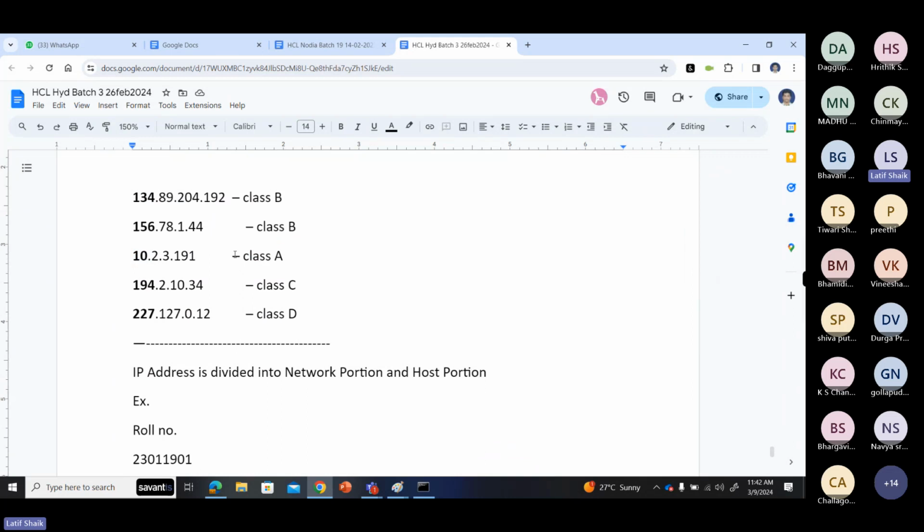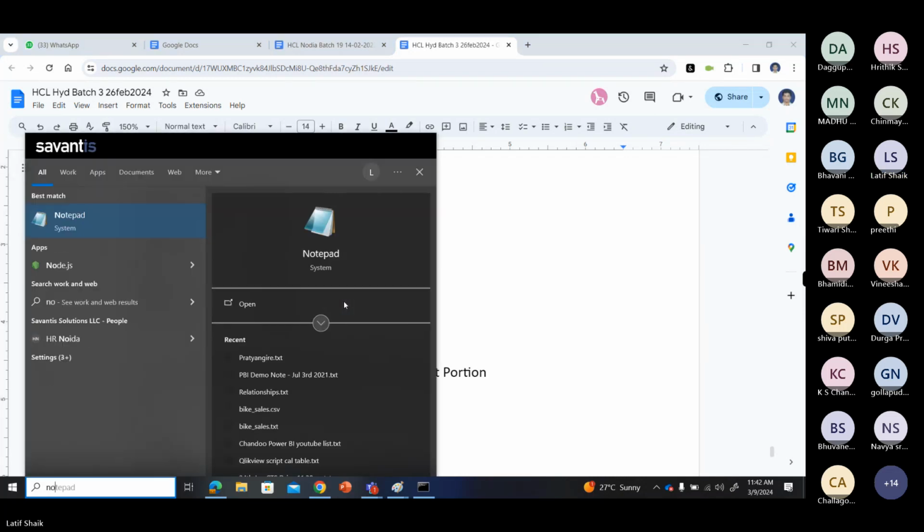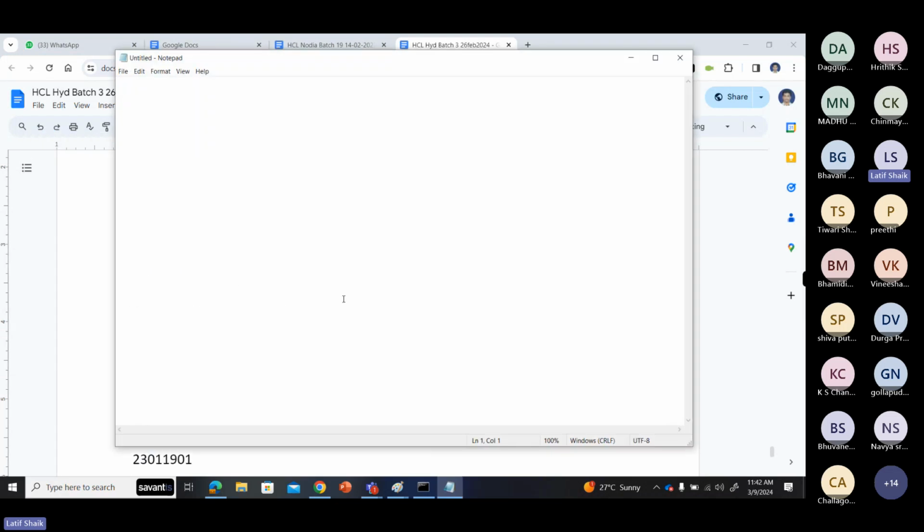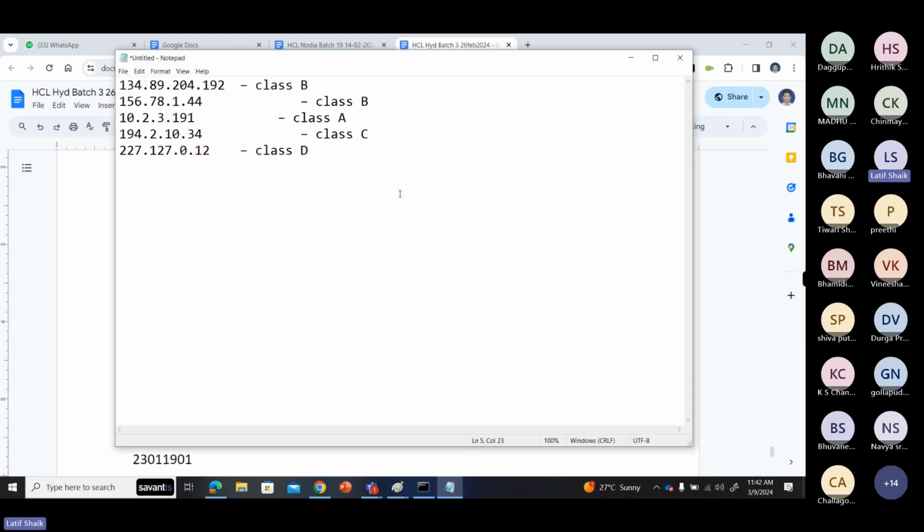Identify which class these IP addresses belong to. When you see an IP address, which class is it? That is very important, right? So I removed these classes, try to figure it out. Always look at the first octet, 137.